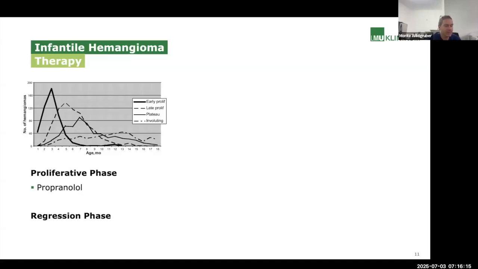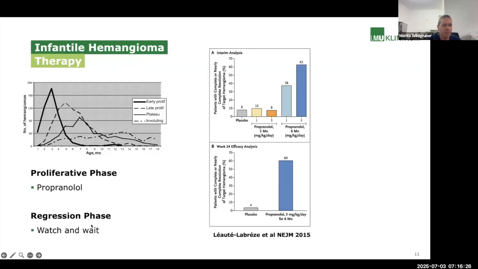So for interventional radiology, very rarely one has to treat real hemangiomas. I only remember one case in my life where I had to embolize a real hemangioma. So watch and wait is the best you can do. And if the hemangioma is in an area that is really causing you trouble, you put the child on propranolol.